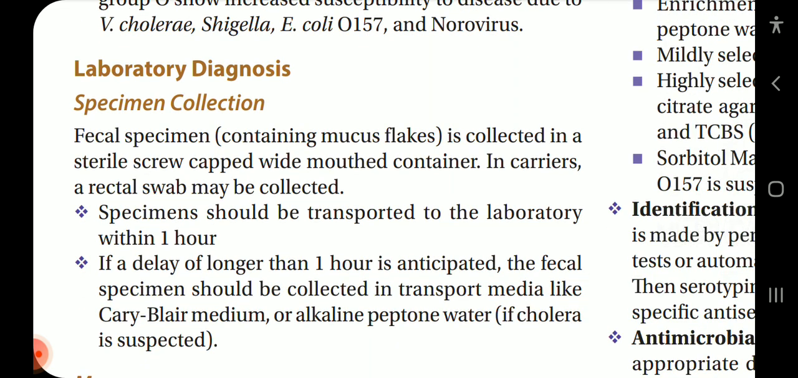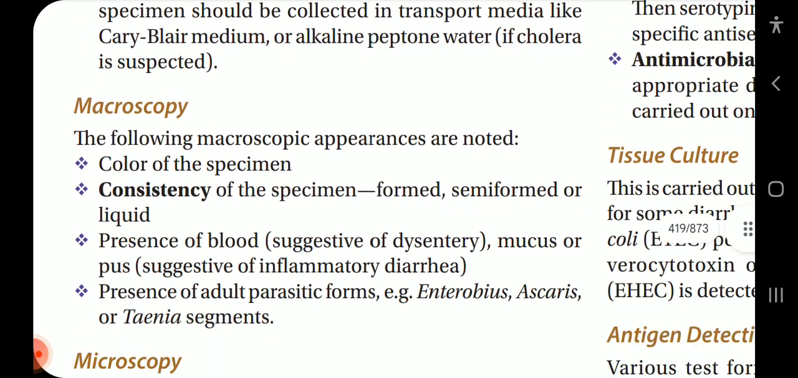First, specimen collection. Fecal specimen containing mucus flakes is collected in a sterile screw-capped wide-mouth container. In carriers, a rectal swab may be collected. Specimen should be transported to the laboratory within 1 hour. If a delay of longer than 1 hour is anticipated, the fecal specimen should be collected in transport media like Cary-Blair medium, or alkaline peptone water if cholera is suspected.